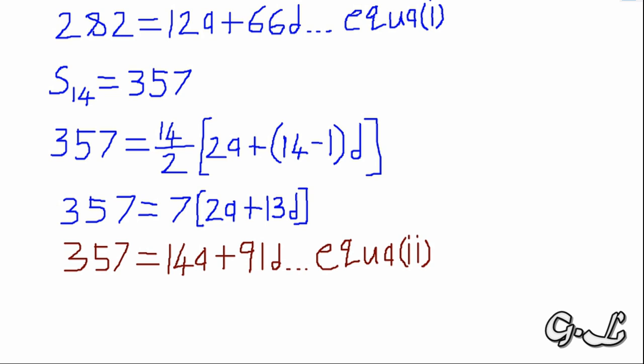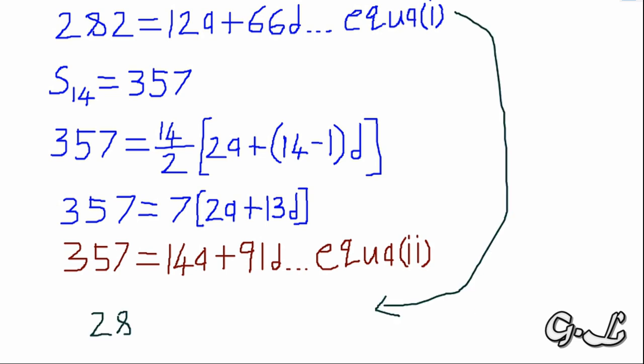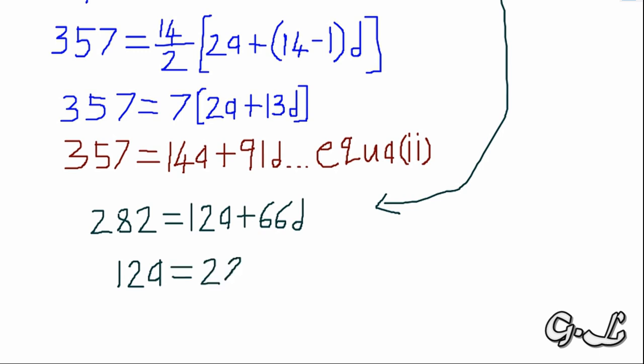So what is the use of having these two equations? We want to find the value of a, the first term, and the common difference, so that we can find the seventh term. The way we are going to find a and d is to solve these equations simultaneously. We take the first equation, which is 282 is equal to 12a plus 66d, and we're going to make a the subject.